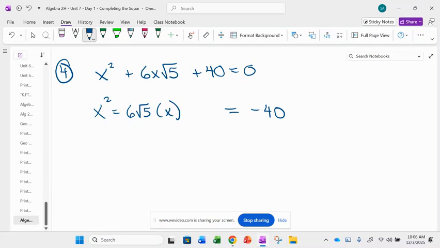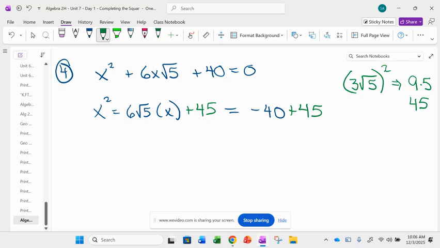So don't be scared of that root 5. We're going about this the same way. We take half the x coefficient. What's half of 6 root 5? 3 root 5. And I'm going to take that 3 root 5, and what am I going to do? Square it. So doesn't that become 9 times 5, which is 45? So I'm going to add 45 on the left. I'm going to add 45 on the right. Oops. Why did I write equals? This is plus.